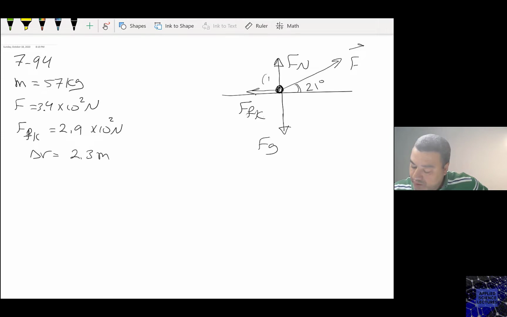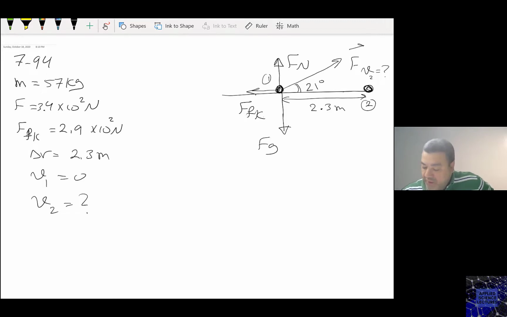So this is point 1. This is point 2. The distance here is 2.3 meters. V2 is unknown. V1, starting from rest. V2 is unknown. Delta R is in this direction, and the friction is in the opposite direction.